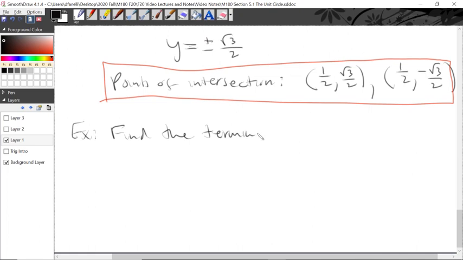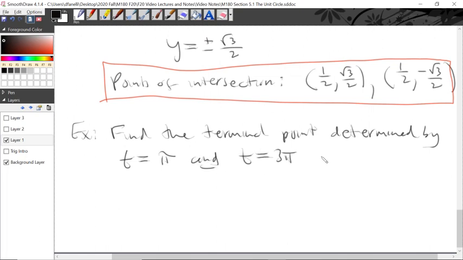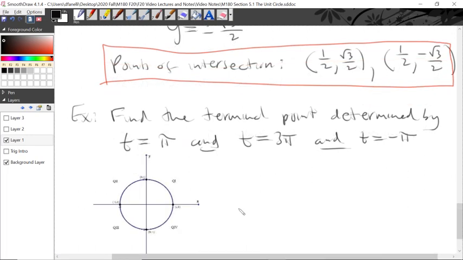Find the terminal point determined by t equals pi, and t equals 3 pi, and t equals negative pi. Let's take a look at the unit circle. Since we're using t for the distance here, it automatically implies that we should be thinking of the unit circle and its geometry. Okay, so here's our unit circle. Let's interpret geometrically. What does it mean that t is equal to pi?